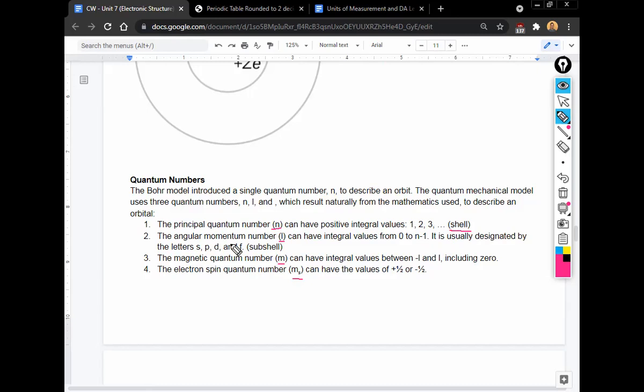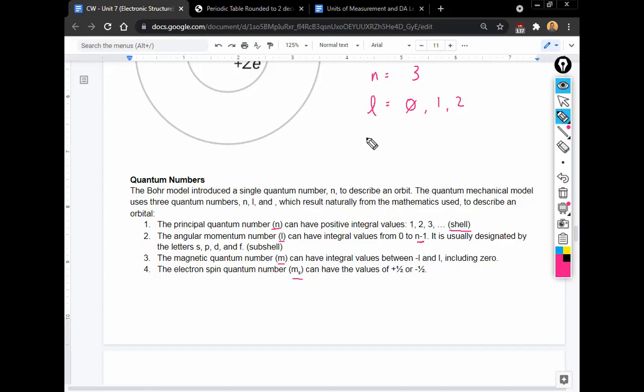The next number is called the angular momentum number, and the letter that represents it is L. It can have integral, which means whole number, values from 0 to n minus 1. So for example, let's say we have an electron in the 3rd shell. So n equals 3. That means the angular momentum number L can be 0 to n minus 1. So it could be 0, 1, or 2, because the max you can get is n minus 1.